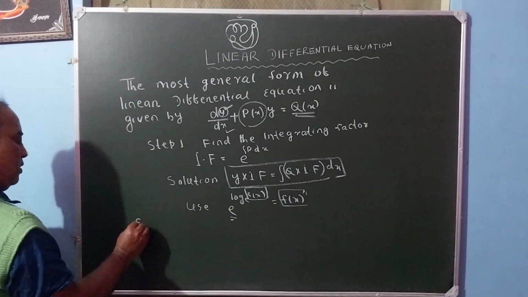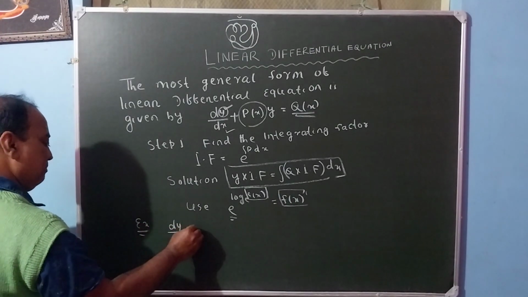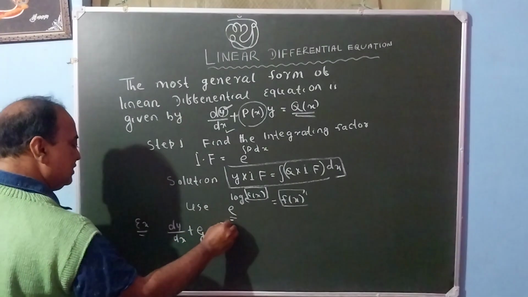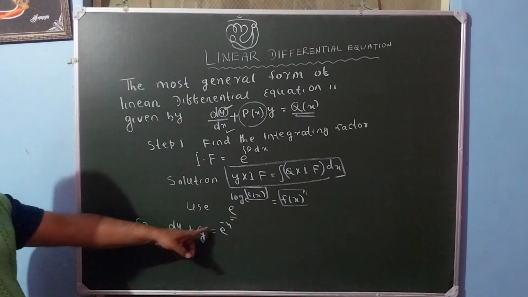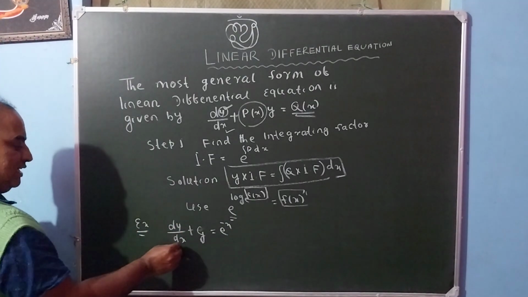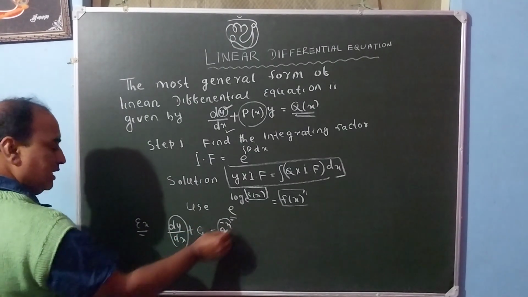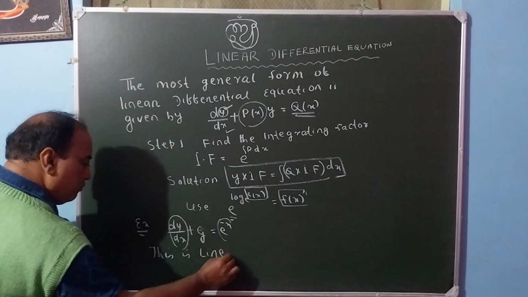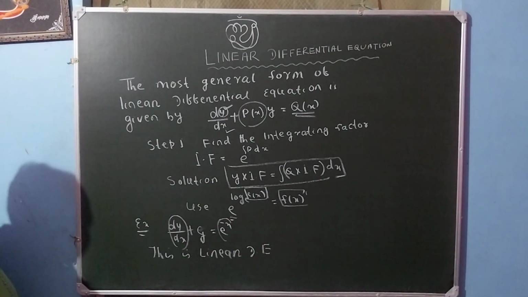So write down one example. dy/dx plus y is equal to e to the power minus x. So this is a linear differential equation, because here it is dy/dx, P(x) is 1 here, into y is equal to Q(x). Write down, this is a linear differential equation.